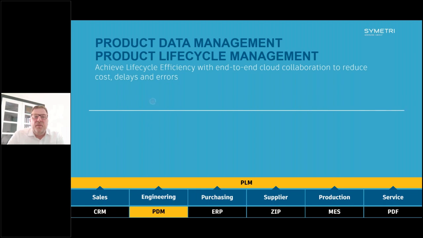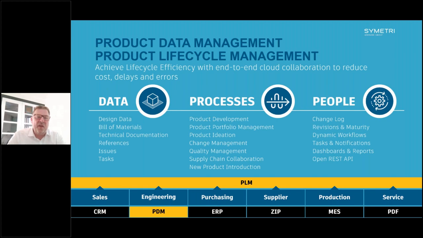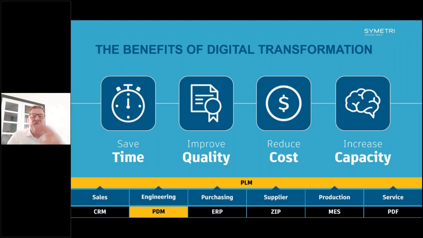The key thing with PLM is it links three key important elements of your business together: your data, your processes, and your people. Okay, so benefits now. What are the outcomes of implementing a solution like this? Well, there are four key outcomes our customers talk to us about: how much time they save, an improvement in quality, both to their products and their day-to-day operational systems, a reduction in costs when delivering new products or projects, and an increase in capacity.